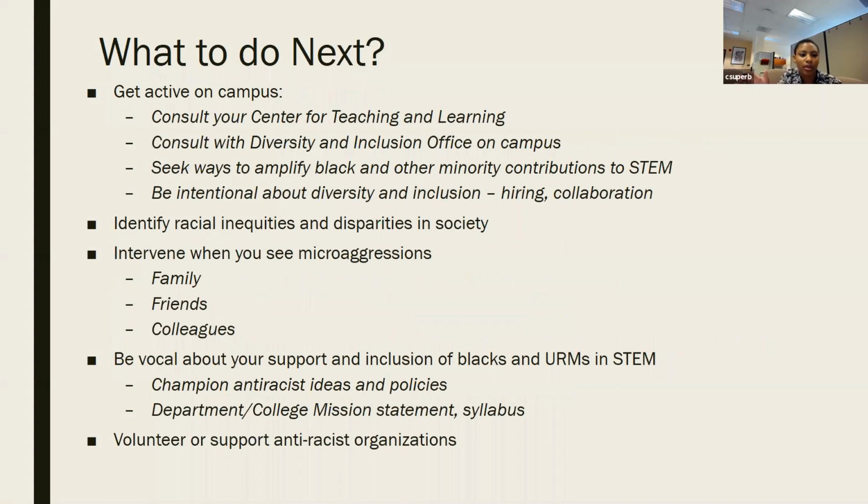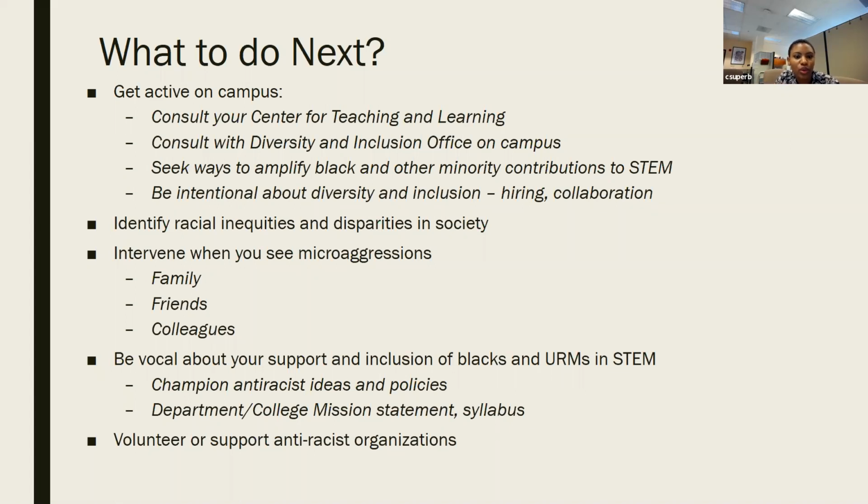And then now we're going to get active on campus. A couple things to do is consult your Center for Teaching and Learning on campus on ways to make your classroom inclusive. Some ways are to amplify Black and other minority contributions in STEM, and also be intentional about diversity and inclusion in your hiring, your collaboration, your allocation of resources. Just make sure that you're thinking about those types of things, right? And also go to your diversity and inclusion office. And if you don't have a diversity and inclusion office, now is the time to push for one.